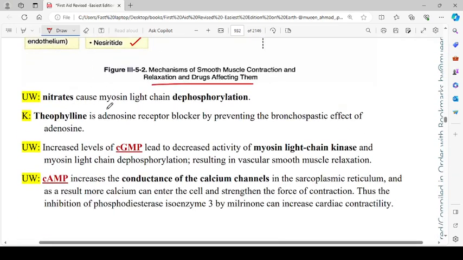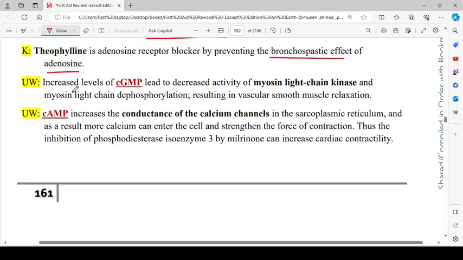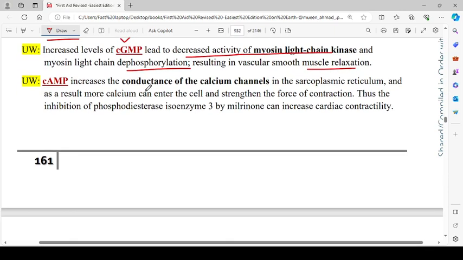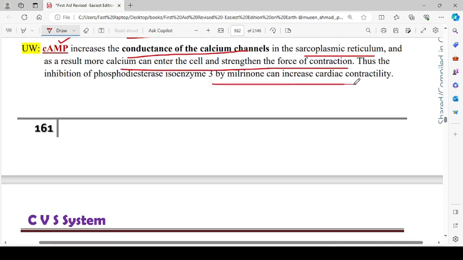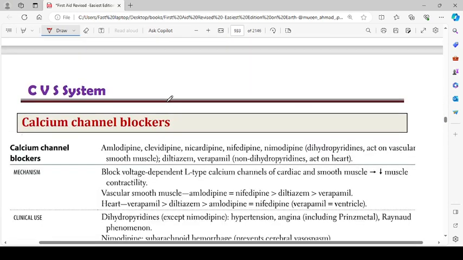The UWorld point is that nitrates cause myosin light chain dephosphorylation. The Kaplan point is that theophylline is an adenosine receptor blocker, preventing the bronchoconstrictive effect of the adenosine. Then another UWorld point is that increased level of cyclic GMP leads to decreased activity of myosin light chain kinase and myosin light chain dephosphorylation, resulting in the vascular smooth muscle relaxation. Another UWorld point is that cyclic AMP increases the conductance of the calcium channel in the sarcoplasmic reticulum, and as a result, more calcium can enter the cell and strengthen the force of contraction. Thus, the inhibition of phosphodiesterase isozyme 3 by milrinone can increase the cardiac contractility.